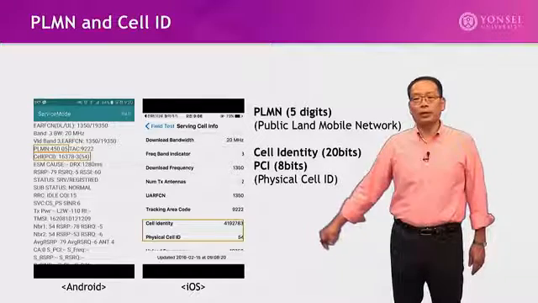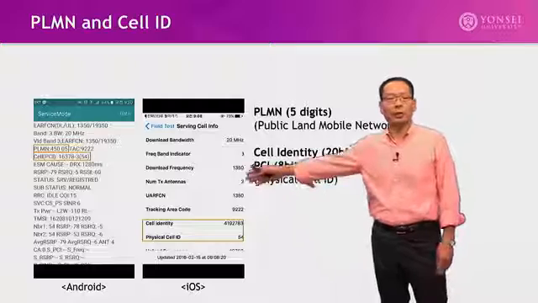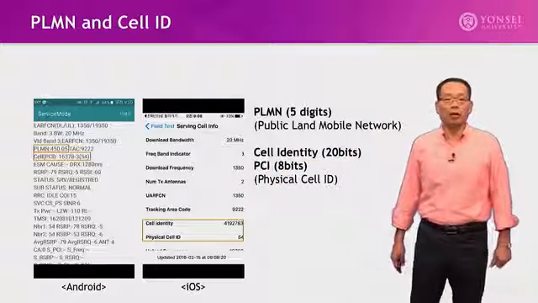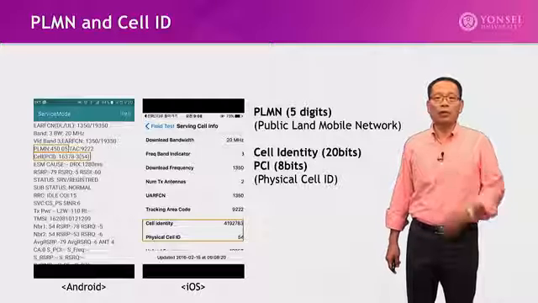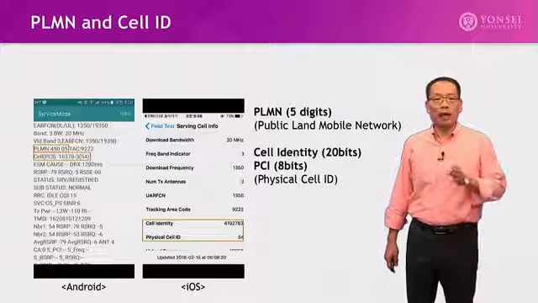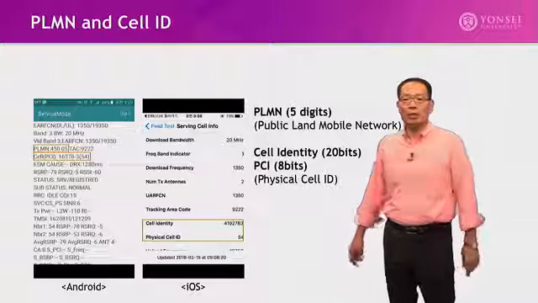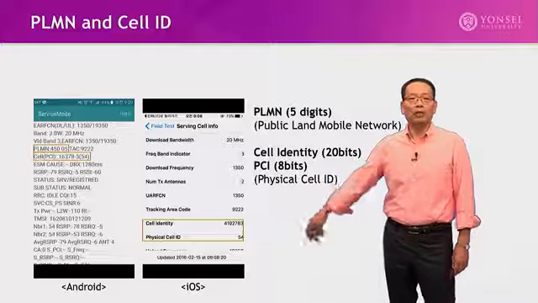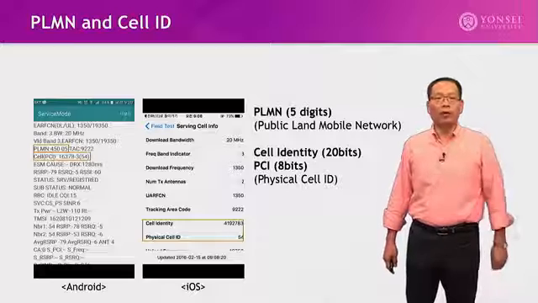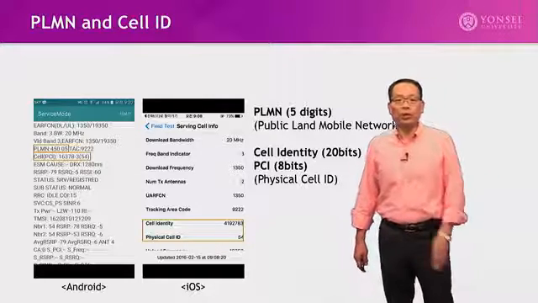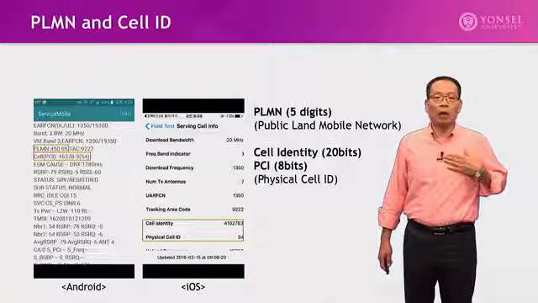Let's go to the figure. And please see the Android case. In the first yellow box, the PLMN is 45005. This number is assigned to SKT in Korea. And the second box, physical cell ID, is 163785354. With these two pieces of information, we can recognize which base station I'm now connected to.